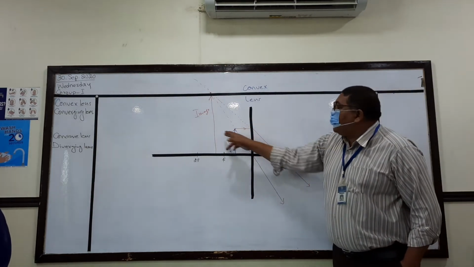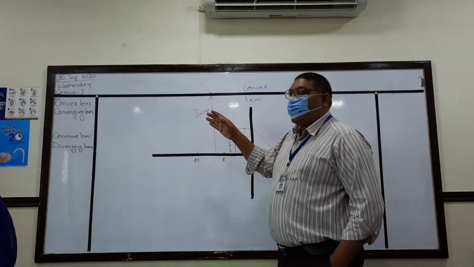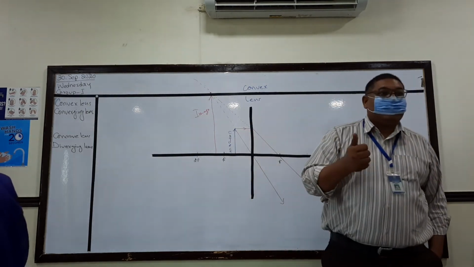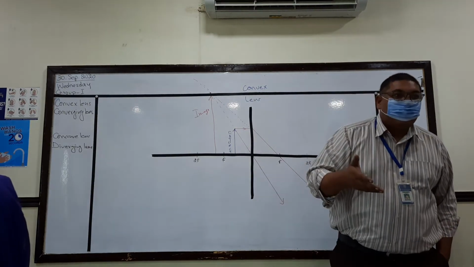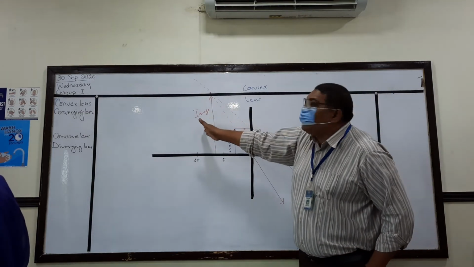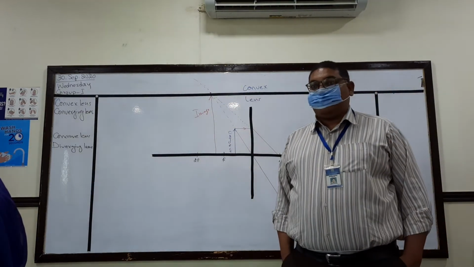This image is upright. We use two words. We say upright. And we also say this is erect. The image is upright. Or you say image is erect. And you can see the size of the image. Very large. The image is magnified.